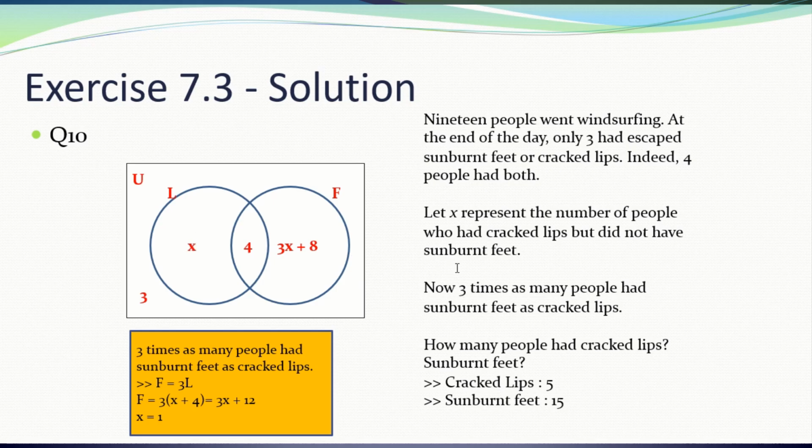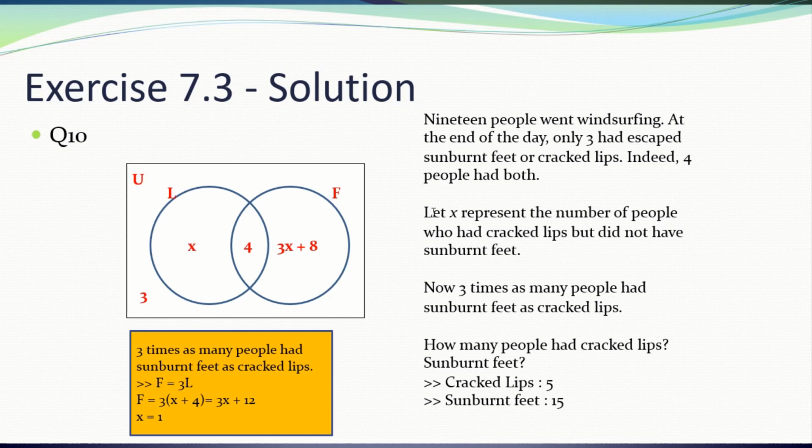Now, 3 times as many people, now follow the way I taught you, had sunburned feet as cracked lips. So what is said first? Sunburned feet, cracked lips, 3 times. So f is equal to 3l. So we're going to follow that method, understand? So f is equal to 3l. So what is f now? You don't know this part also, right? You don't know this part. You understand? So 3l, you have l.